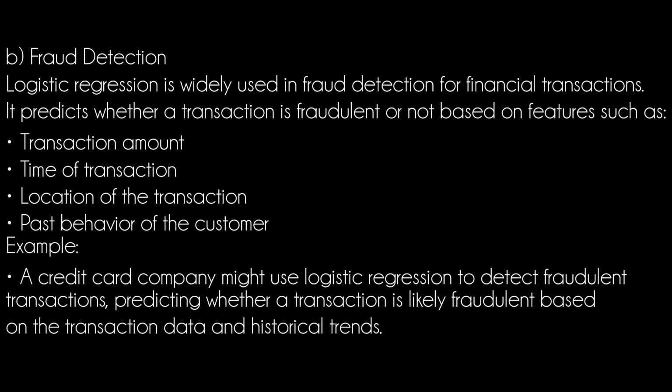Fraud detection. Logistic regression is widely used in fraud detection for financial transactions. It predicts whether a transaction is fraudulent or not based on features such as transaction amount, time of transaction, location of the transaction, past behavior of the customer. Example, a credit card company might use logistic regression to detect fraudulent transactions, predicting whether a transaction is likely fraudulent based on the transaction data and historical trends.